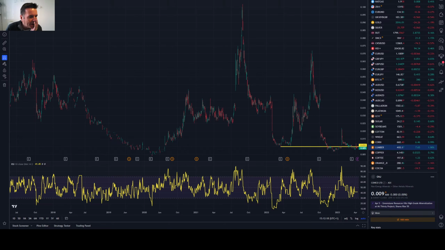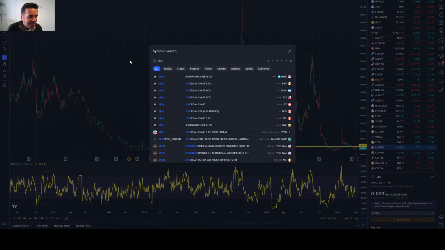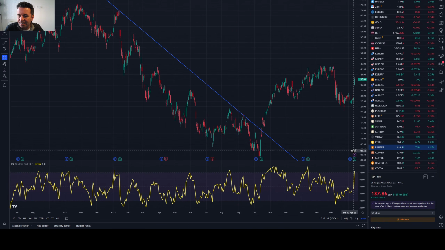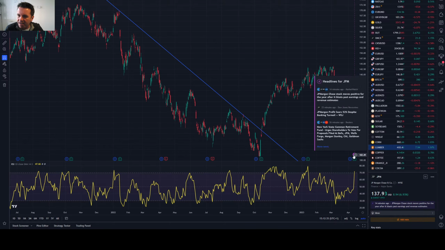Goldman will probably follow the other banks. JPM and Citicorp reported 20 to 30% gain on earnings per share. JP Morgan, let's have a look at JP Morgan. Oh, there's the gap up. So that's clearly earnings out today. Thanks for that. That's Richard again, isn't it? JP Morgan stock moves positive for the year after it blasts past earnings and revenue.